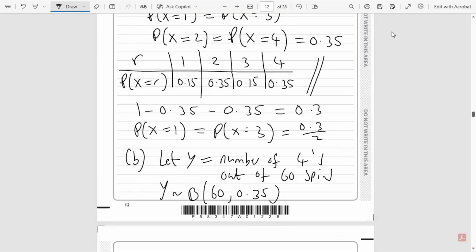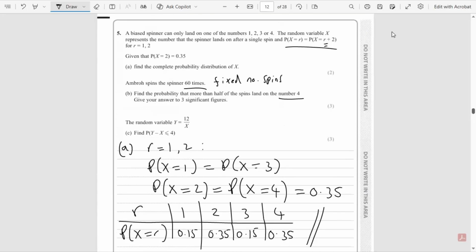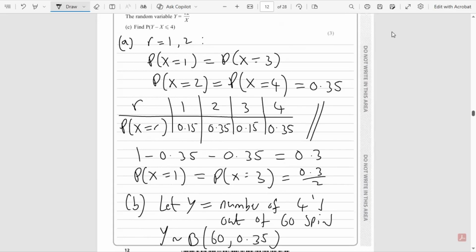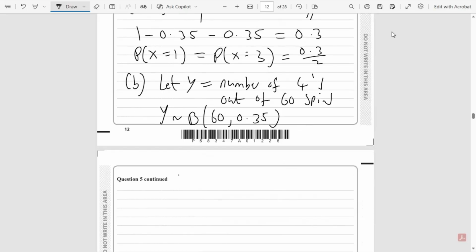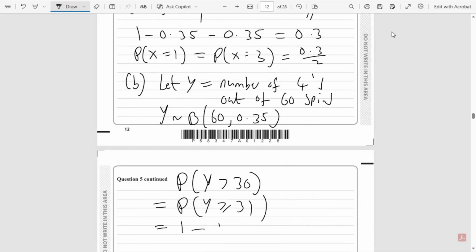Now, the question wants us to find the probability that more than half of the spins land on 4. So what's half of 60? Well, that's 30. So we want y to be bigger than 30. So probability y is greater than 30. Now, this is exactly the same as the probability that y is greater than or equal to 31, because if you're bigger than 30, then that's obviously bigger than or equal to 31. In other words, this is 1 minus the probability that y is less than or equal to 30.